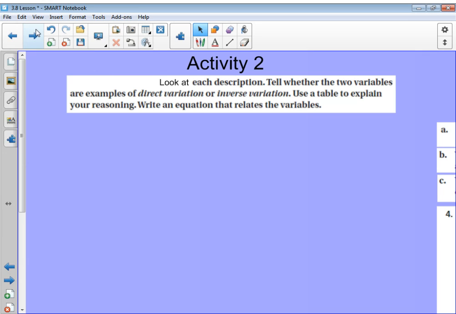Okay, so now go ahead and look at the bottom of page 84. And in your book, it says to work with a partner. Well, we're going to go ahead and discuss these out together. So it says, look at each description, tell whether the two variables are examples of direct variation or inverse variation. So inverse, we just found out they go opposite. So inverse is opposite. I don't know what's going on with my smart board there. And then direct variation means that they're going in the same direction. My smart board, for some reason, is jumping all over the place.